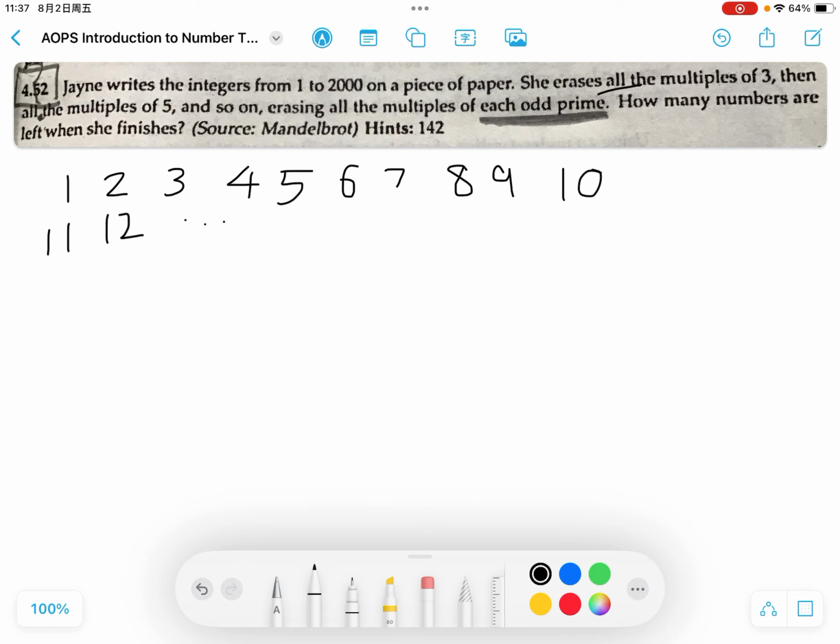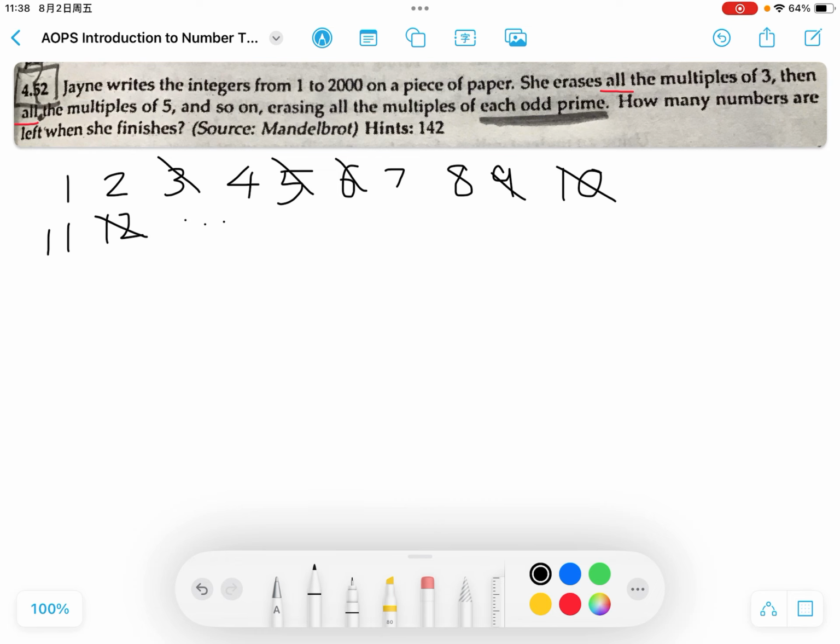It says all the multiples of 3, not just 1, not just 2, all the multiples of 3. This "all" is important, because it also includes 3 itself. 3 is also a multiple of 3, right? 3 is just 3 times 1. And then she erases all the multiples of 5. All means that this includes 5. So we have 5, 10, 15, etc.